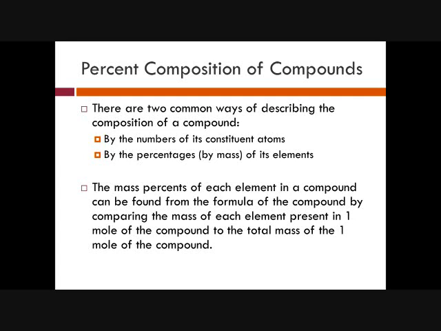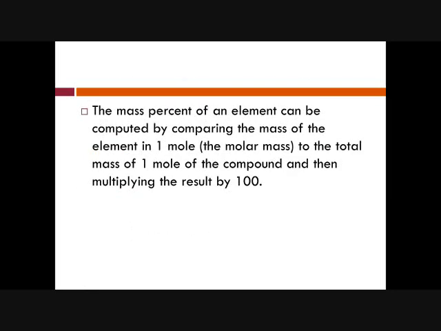There are two common ways of describing the composition of a compound: by the numbers of its atoms or by the percentages by mass of its elements. So the mass percents are those percentages that you were given yesterday, okay? But we can solve for those percents using molar mass, experiment data, anything like that. You can find them by comparing the mass of each element present in 1 mole of the compound to the total mass of 1 mole of the compound. The mass percent can be computed by dividing the part by the total and multiplying by 100.